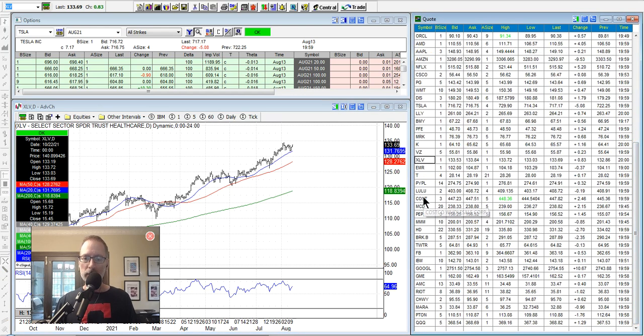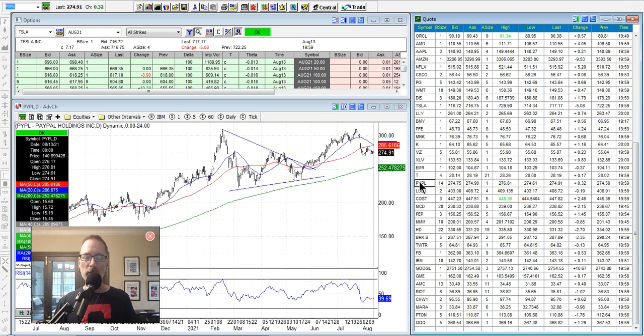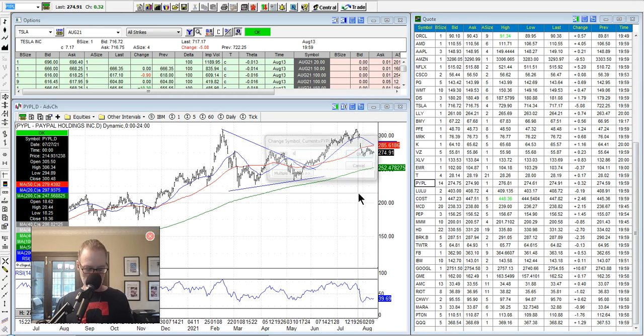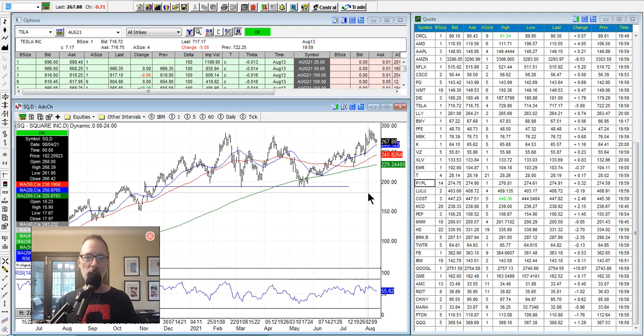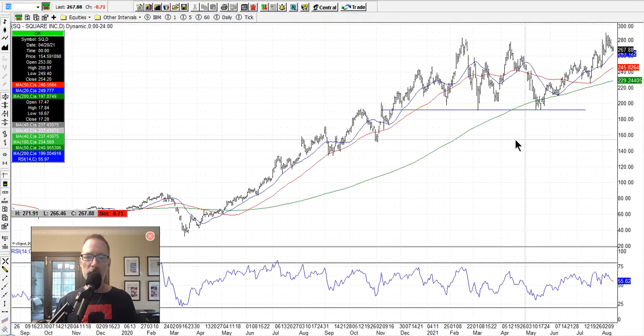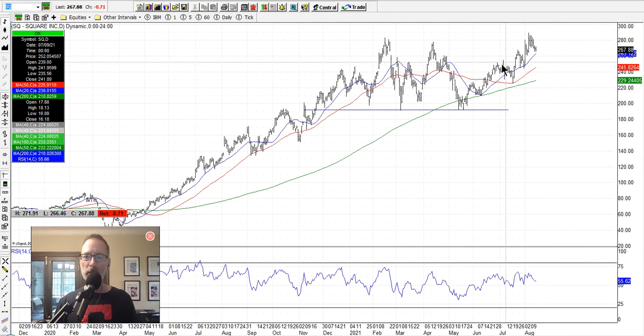Let's look at PayPal and Square, the two payment processors. PayPal, it's come off this downward move, going sideways. Not much opinion there. Square, same thing. Square looks pretty good, though. It's in this uptrending channel right here, bouncing off the 20-day moving average.